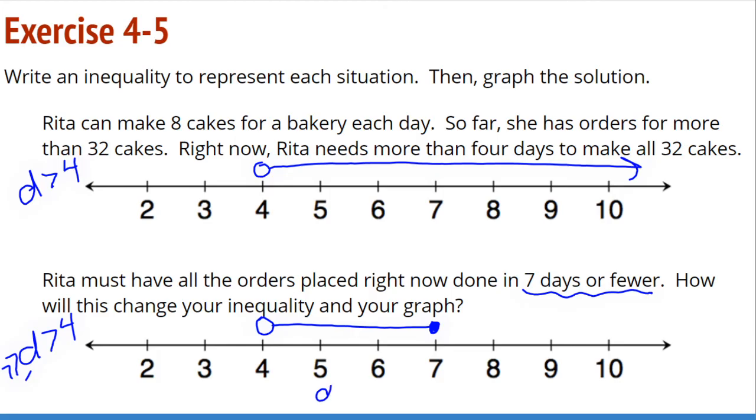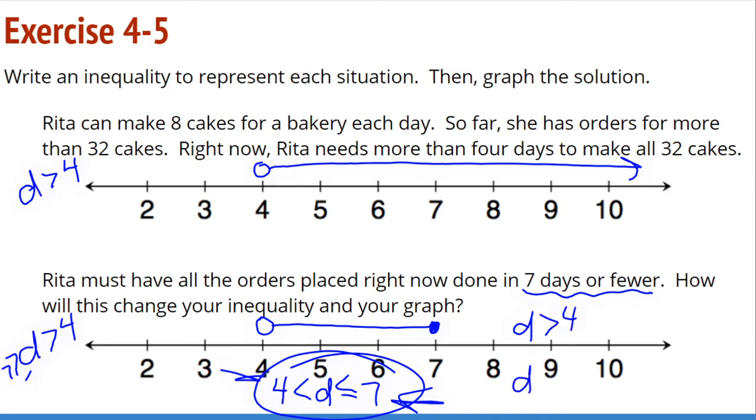So the number of days is greater than 4, but less than or equal to 7. And it's okay if you're not writing them all in one statement like that. Just express it as the days will be greater than 4 and the days will be less than or equal to 7. If you feel comfortable combining them into one statement, go ahead.